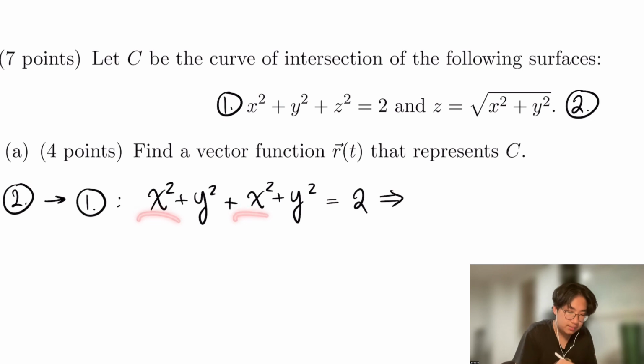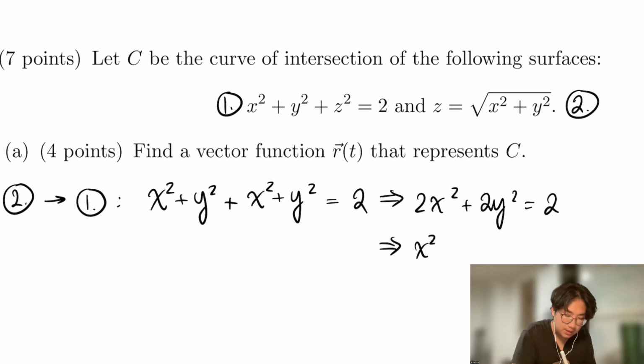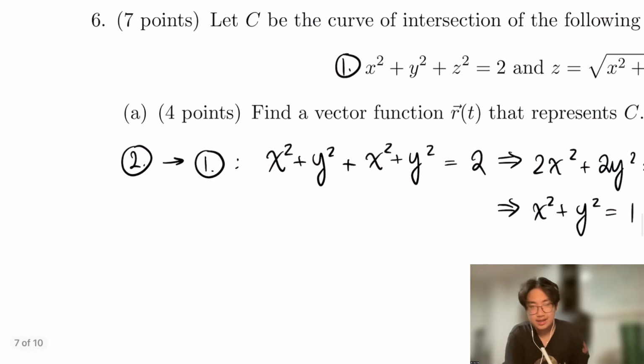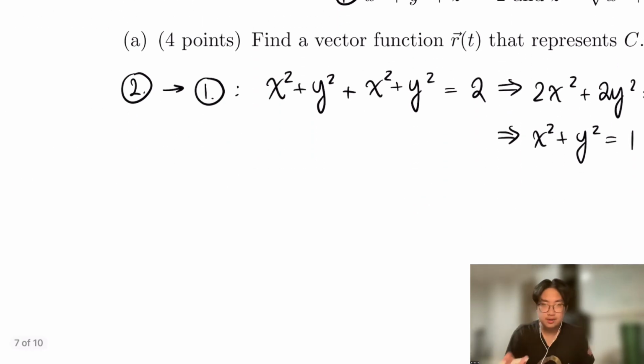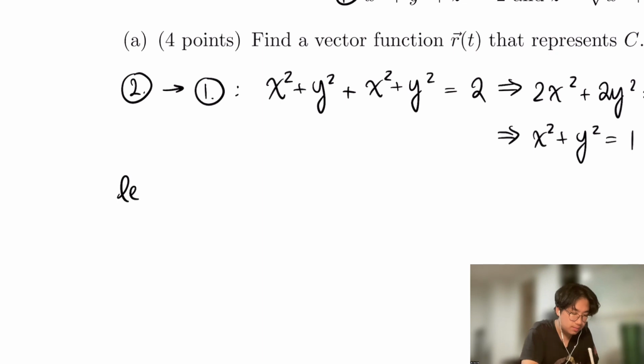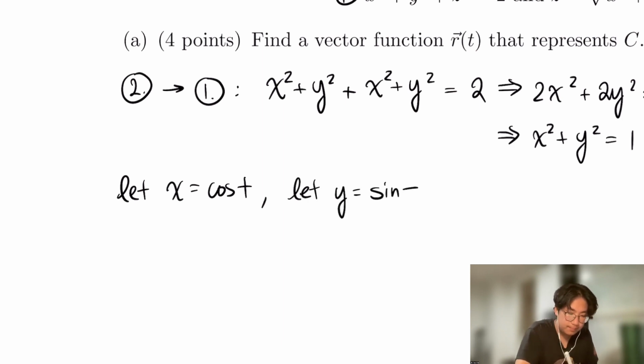Obviously, you can collect them together. You get 2x, here, I'll just write it out. So you get 2x squared plus 2y squared is equal to 2. So obviously x squared plus y squared is equal to 1. With this, you can then just take x and y to be cos and sine, respectively. So here, say let x equal to cos of t, and then let y equal to sine of t.